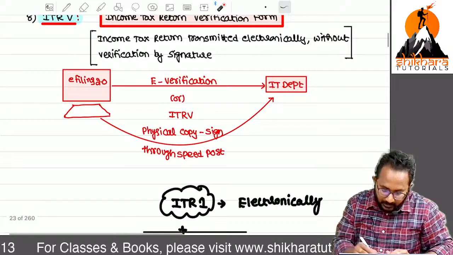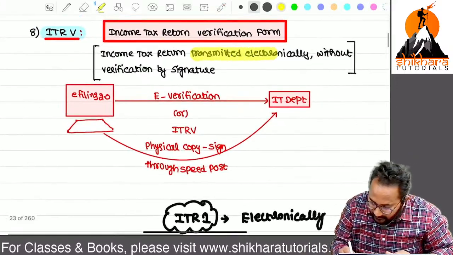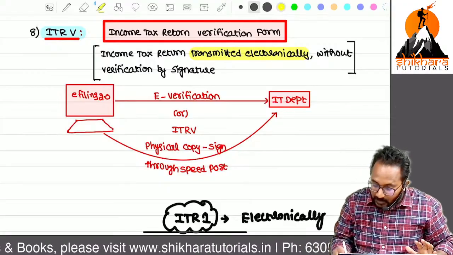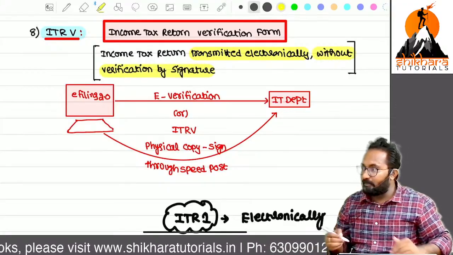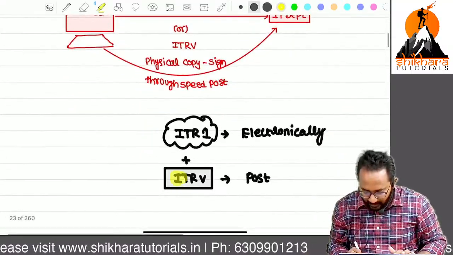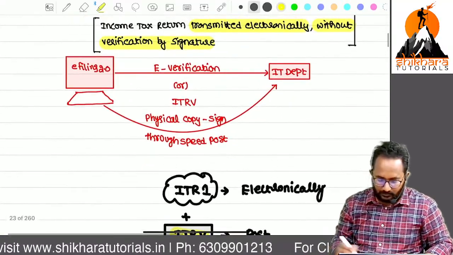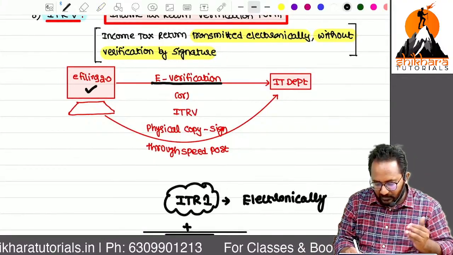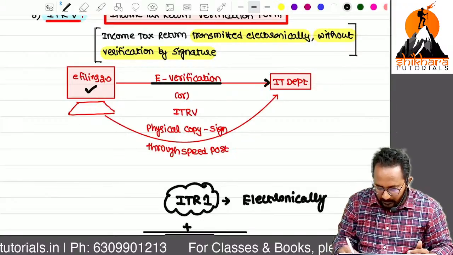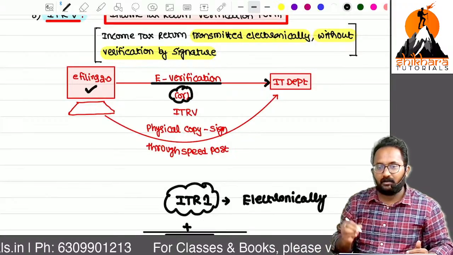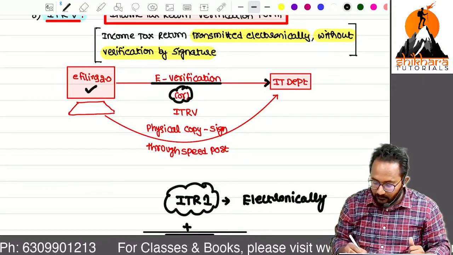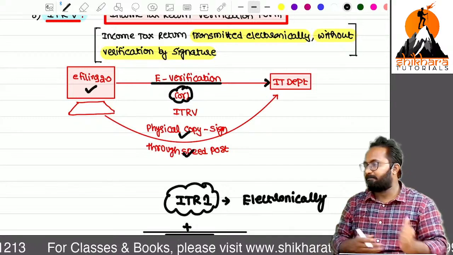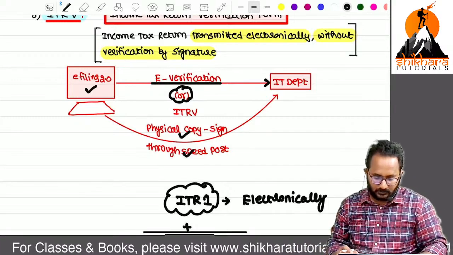So remember, how is the income tax return transmitted to the department, ma? Electronically only. But without what, ma? Signature. Now for signature purposes, we are sending the ITR V. So this is only e-filing 2.0. So we can file using electronic verification also to the IT department. Sir, if that is not possible, then what do we need to send, ma? ITRV, a physical copy with a signature, through which post? Speed post. Clear, ma, up to now?